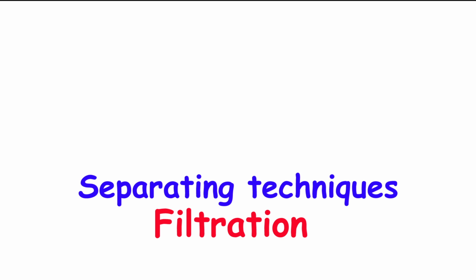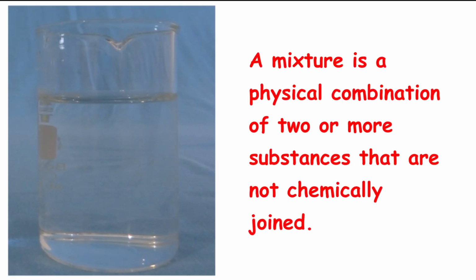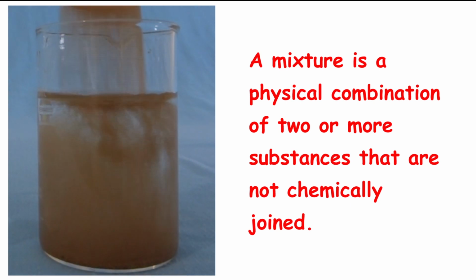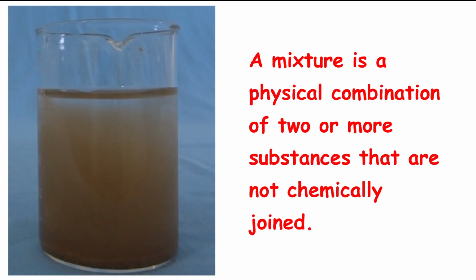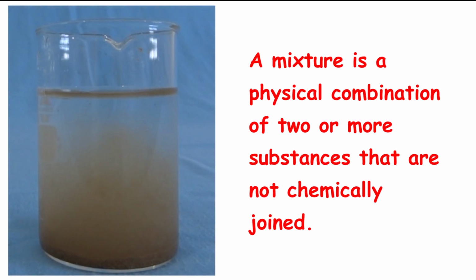Separating mixtures. Already we arranged that a mixture is a physical combination of two or more substances that are not chemically combined. As an example, when we mix water and sand, the particles of sand are closely combined with the particles of water, but there are no chemical bonds joining sand particles to water particles. Accordingly, it's easy to separate each substance in a mixture alone.